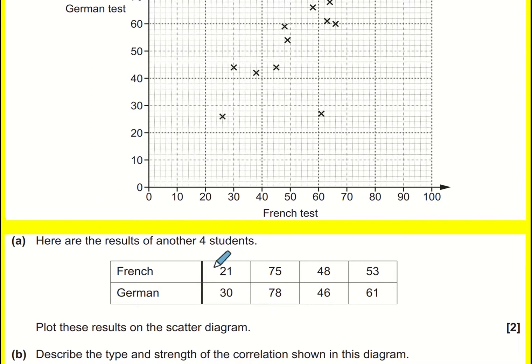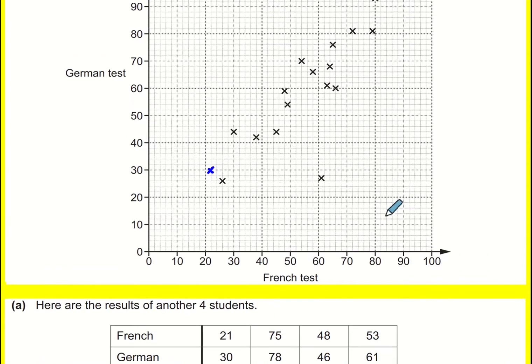We can see that when we have 21 for French, we're going to have 30 for German. So I can put a little mark like so. Then 75 for French is 78 for German. So we're going to go in between the 70 and the 80 and then up to 78. So remember, there's 4 little squares for every 10, so every little square is going to be worth 2. So 75 is halfway in between, 78 is going to be here.